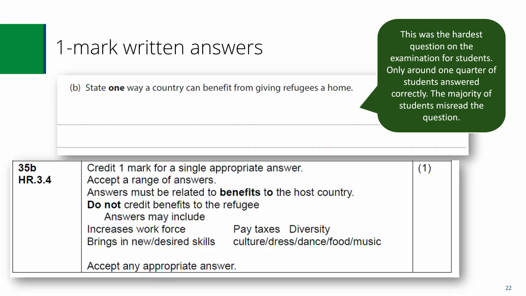Here are some of the possible answers here. Notice the way the mark scheme has bolded that it must be benefits to the country and that we couldn't credit benefits to the refugee. The answers, quite simply, might be that there's more people to work, people with new culture that might add to diversity, people who could pay taxes. So any broad understanding about how additional people could help enhance the economy or culture of a society would lead to the award of the mark.